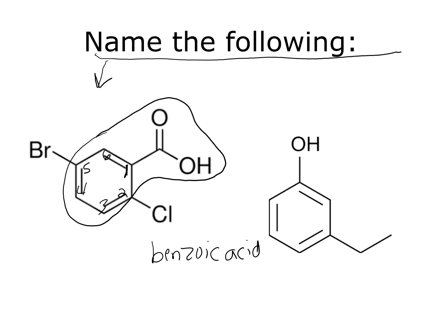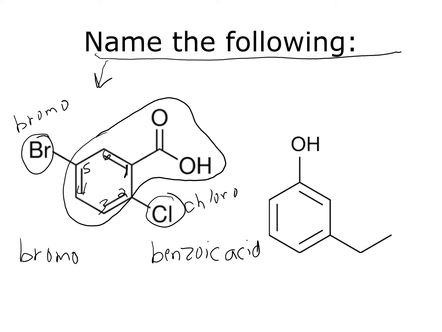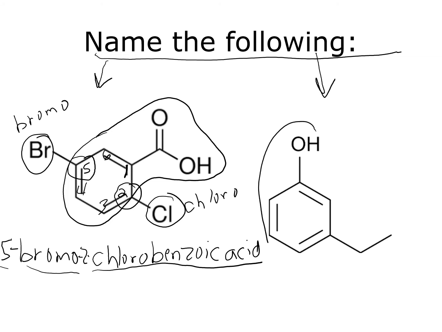And our groups are chloro and Br is bromo. So alphabetically, bromo must come first. So we have bromo, chloro, benzoic acid. And then we need to show the locations of our groups. Our bromo is located at carbon 5, and chloro is located at carbon 2. So the name of our compound is 5-bromo-2-chlorobenzoic acid. The compound on the right, our parent is a benzene with an OH attached, which is called phenol.